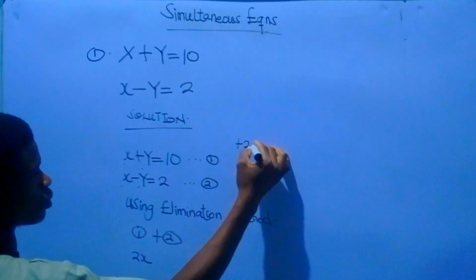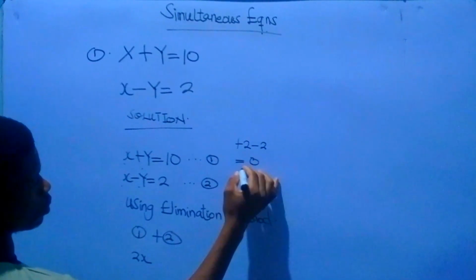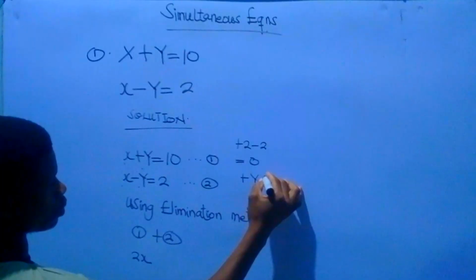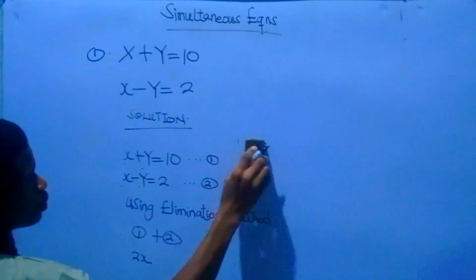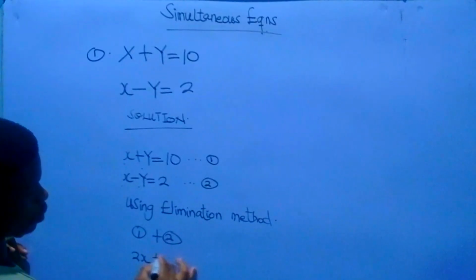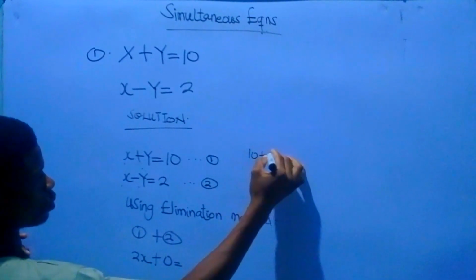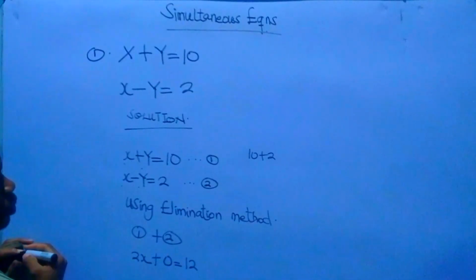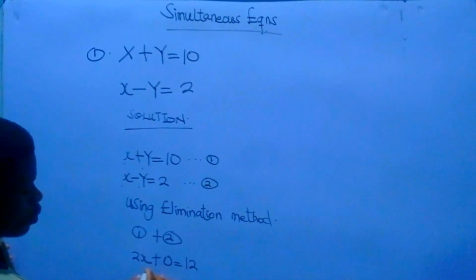You see this scenario, 0, because the 2's are the same. So y and y is the same, so 0. You see the trick? Good. So now it's going to be 2x plus 0 is equal to 12. 10 plus 2 is 12. Very easy, right? So now 2x is equal to 12.